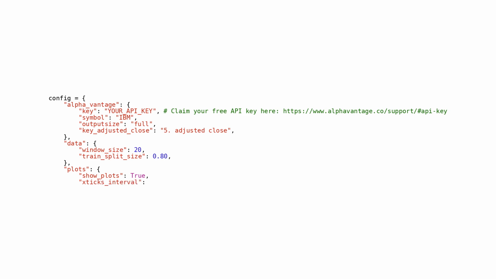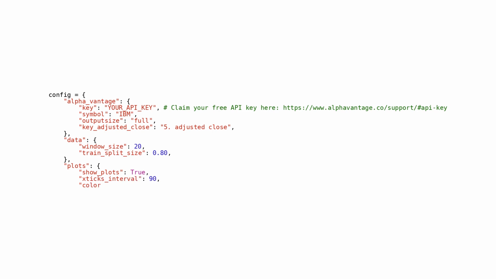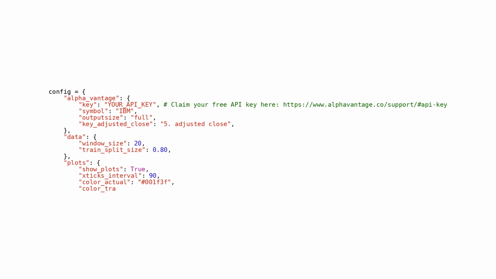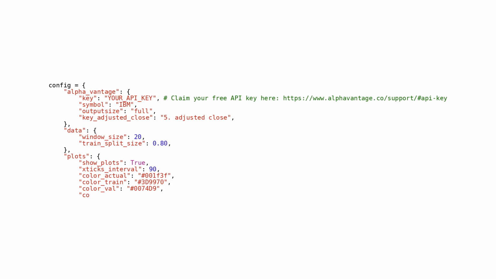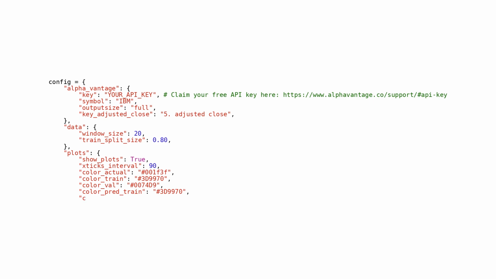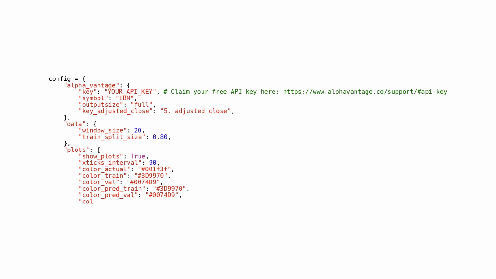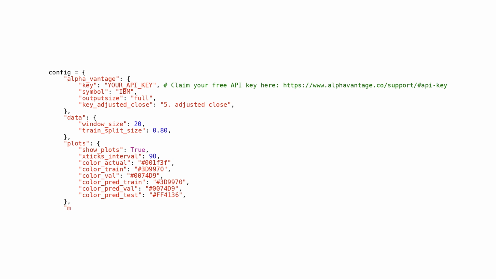3. The plots. This segment configures settings for showcasing plots, ranging from toggling plot visibility to setting axis tick intervals and assigning colors for actual data, training data, validation data, and predicted data in the plots. 4. Model. This part lays out the parameters for the LSTM neural network model, outlining the input size, quantity of LSTM layers, LSTM unit size, and dropout rate aimed at curbing overfitting.